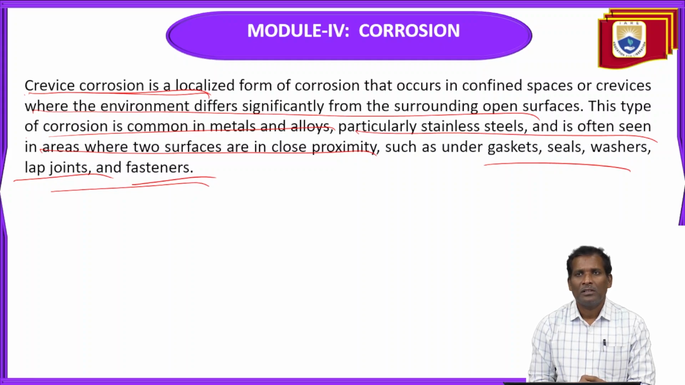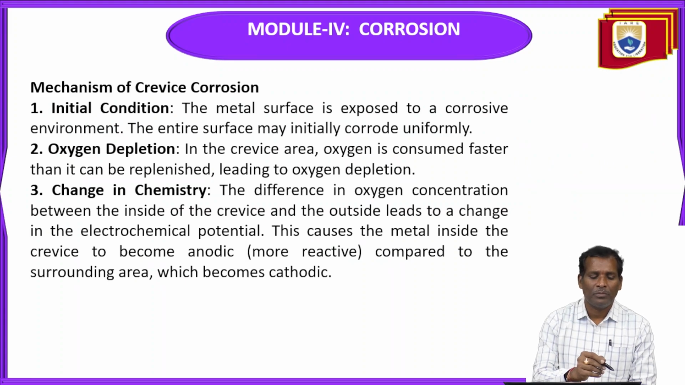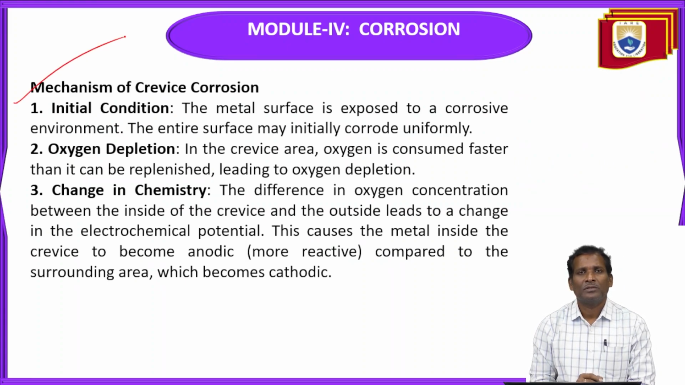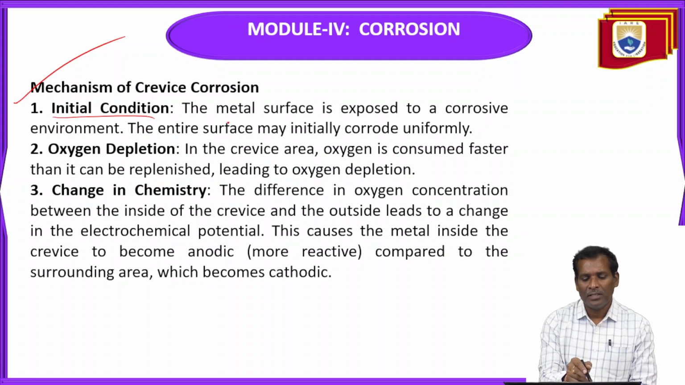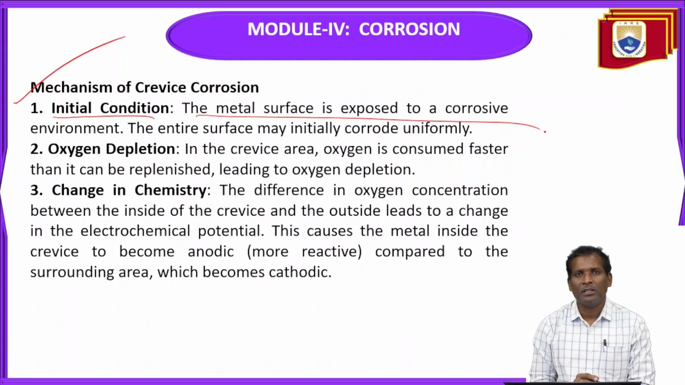Mechanical fasteners are of two types: one is the permanent type and the other is the temporary type. Wherever two surfaces are in close proximity, as in gaskets, oil seals, washers, lap joints and riveted joints, this type of corrosion is common. So what is the mechanism behind crevice corrosion? The initial condition is that the metal surface is exposed to a corrosive environment. The entire surface may initially corrode uniformly.